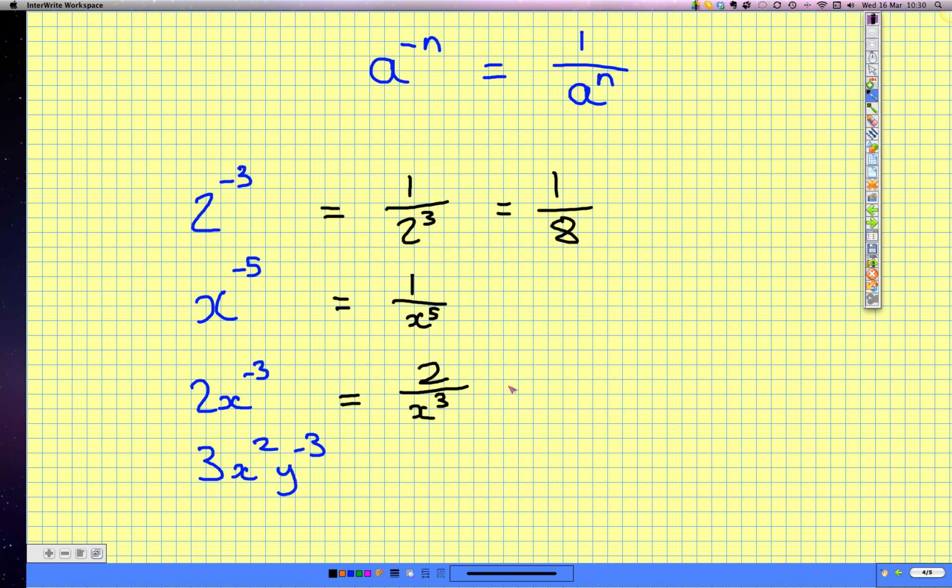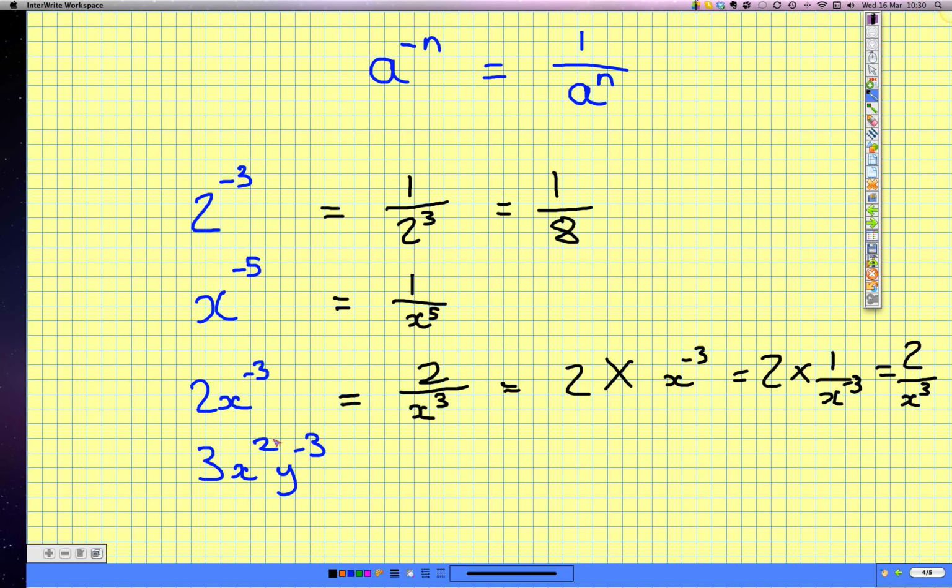I guess another way of thinking about this would be to say that 2x to the minus 3 is the same thing as 2 times x to the minus 3, which would be 2 times 1 over x cubed, which is the same thing as 2 over x cubed. So if you want to see where that comes from, hopefully that gets you there.